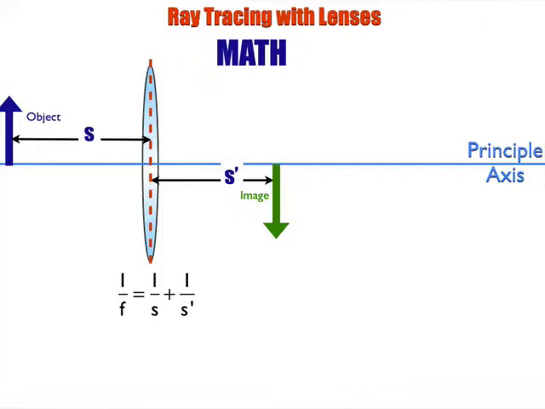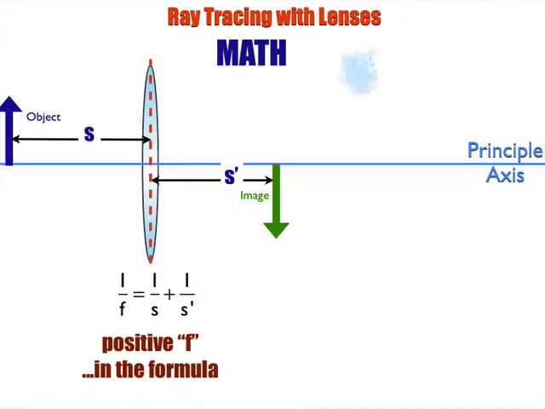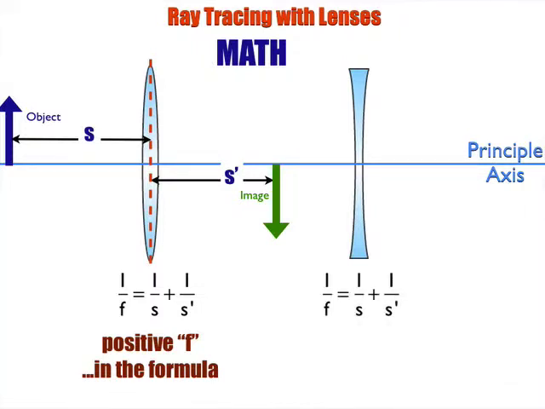This converging lens is also called a positive lens. It's called a positive lens because when I use this lens equation, I'll put a positive f, or positive focal length, into the formula, as opposed to a diverging lens. A diverging lens says 1 over f is equal to 1 over s plus 1 over s prime. Same formula, but a diverging lens is called a negative lens. It's called a negative lens because I'm going to put a negative focus, or negative focal length, into my formula.